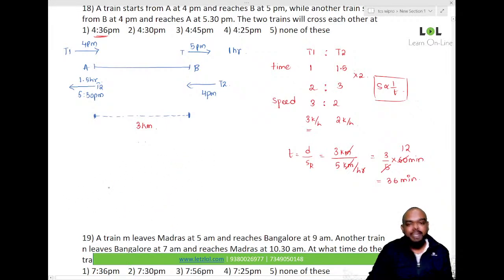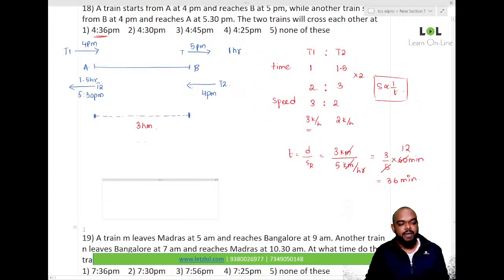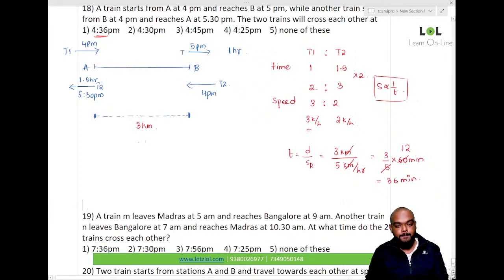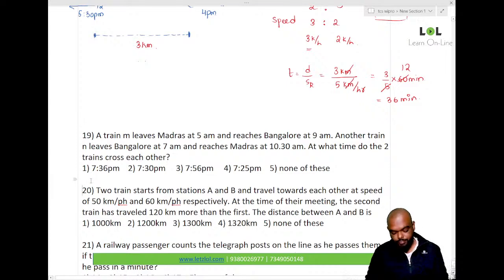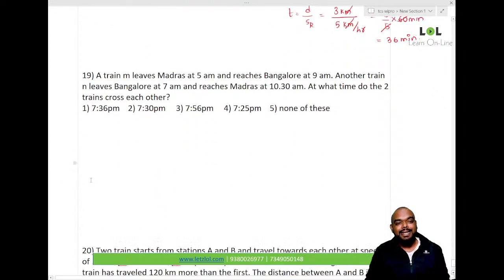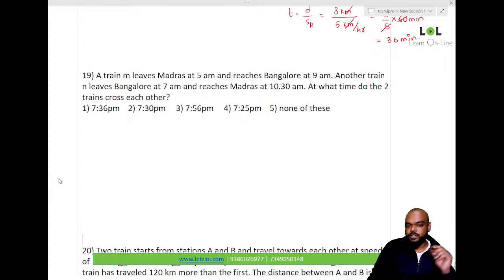Okay. Let us continue with the 19th question. What do we have? A train leaves Madras at 5 a.m. and reaches Bangalore at 9 p.m. Another train leaves Bangalore at 7 a.m. and reaches Madras at 9 p.m. At what time do the trains cross each other? Exactly the same question. Observe.